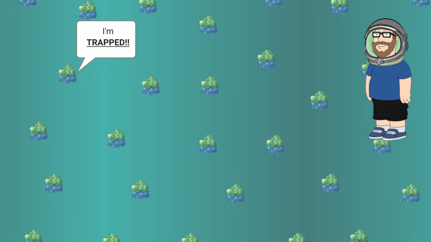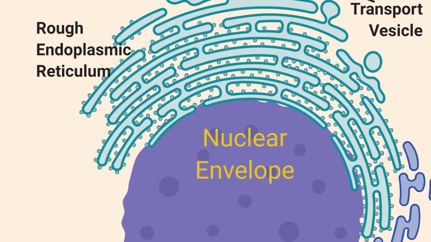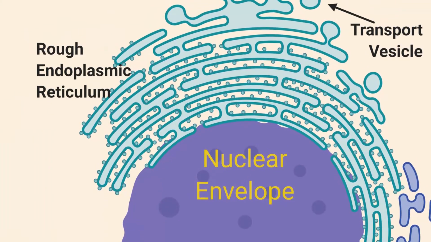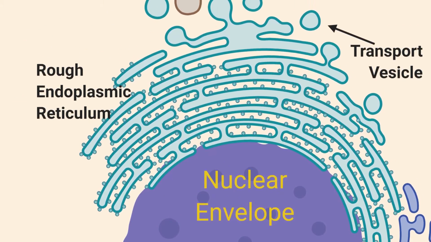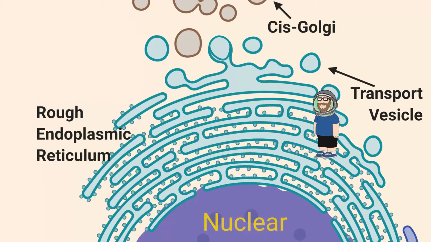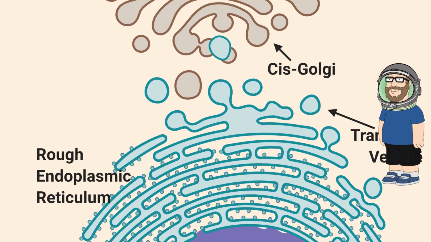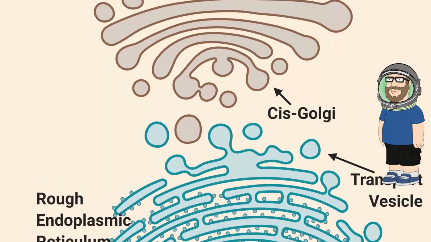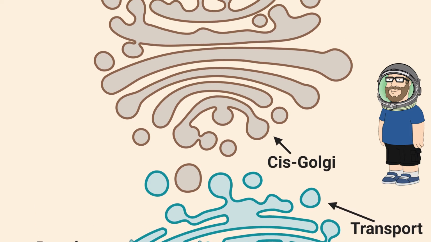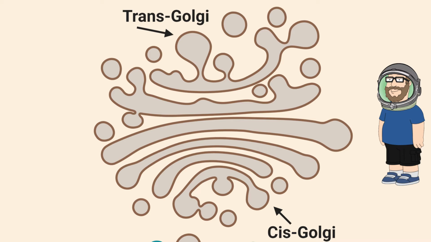Let's pop out of the ER and have a look at this from the outside. Look at that. The vesicle buds off from the rough endoplasmic reticulum and is transported to this amazing structure that we see here. This is called the Golgi apparatus. The Golgi apparatus is like the shipping and receiving part of the cell.